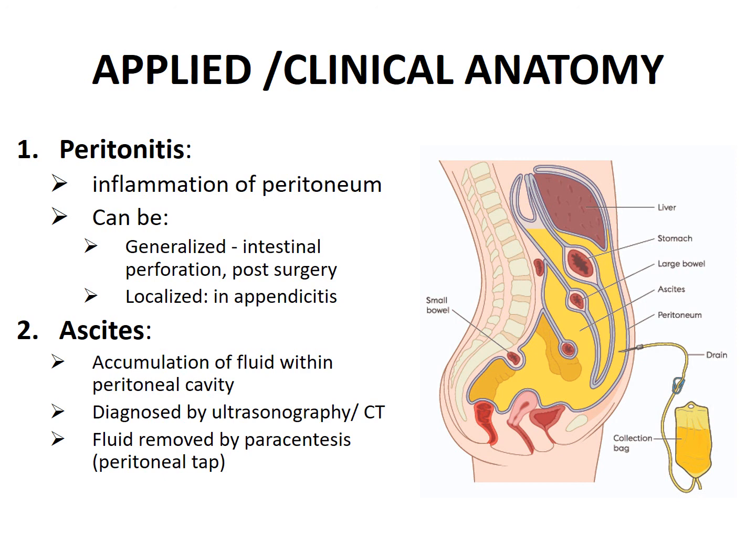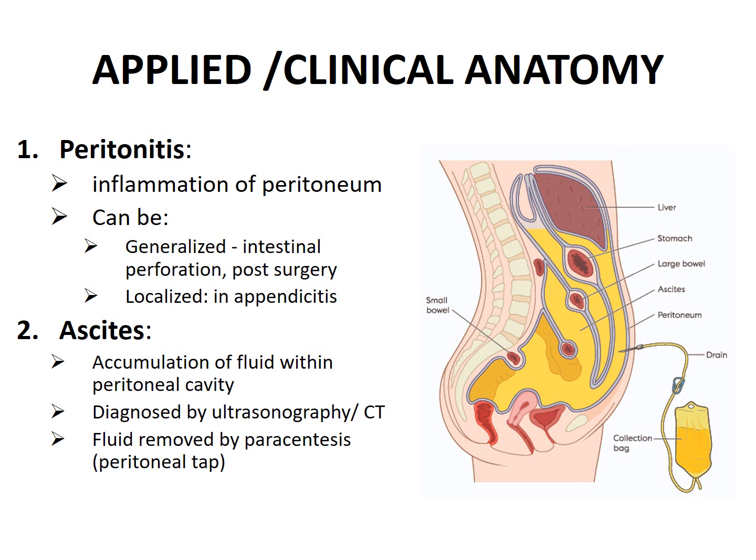Then accumulation of fluid. Normally I told you there is a very minimal amount of peritoneal fluid, required only for lubrication. But in certain conditions there can be an increase in the peritoneal fluid, and the condition is called ascites. This collection of more fluid inside the peritoneum can be diagnosed with the help of ultrasonography or CT scan.